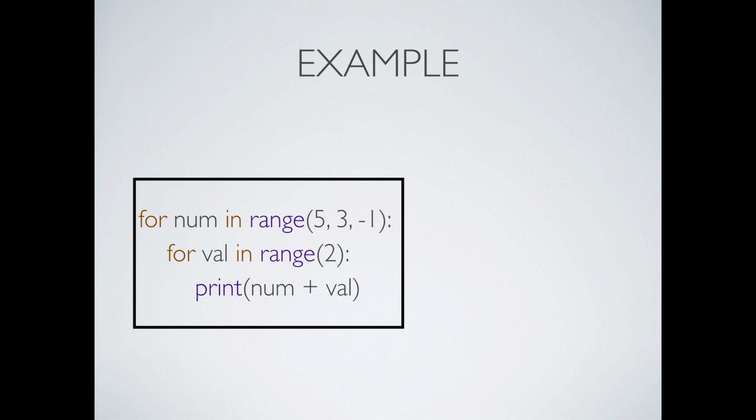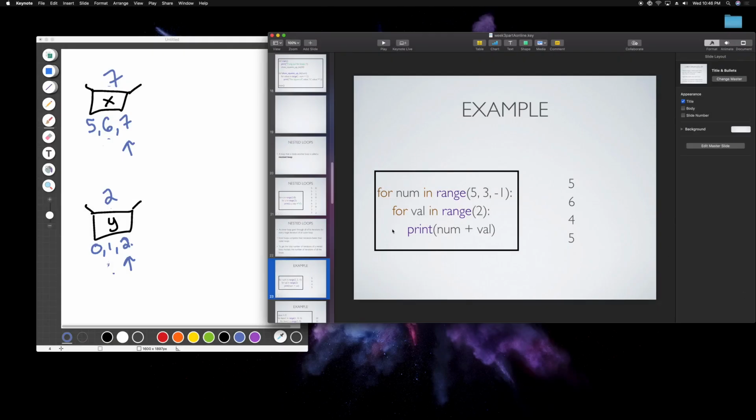Alright, so let's step through this. So the first number you should get is 5. Next one's 6, 4, and 5 again. I won't step through everything, but let me step through maybe a couple of iterations, and then you can sort of fill in the rest.